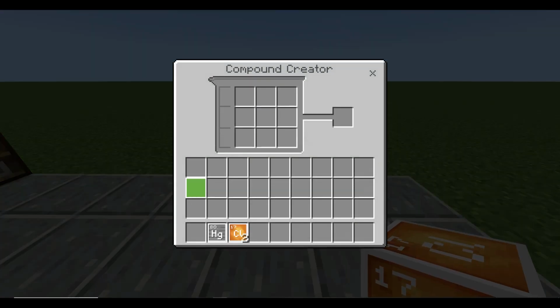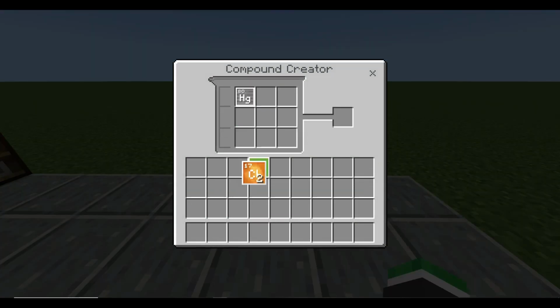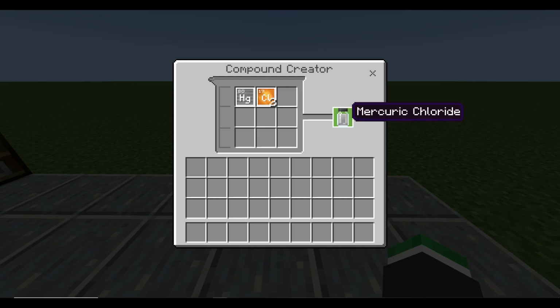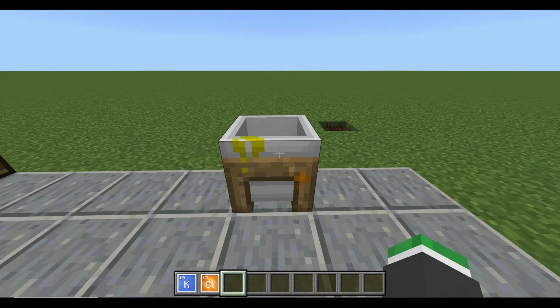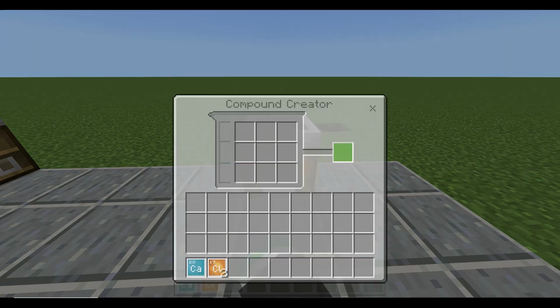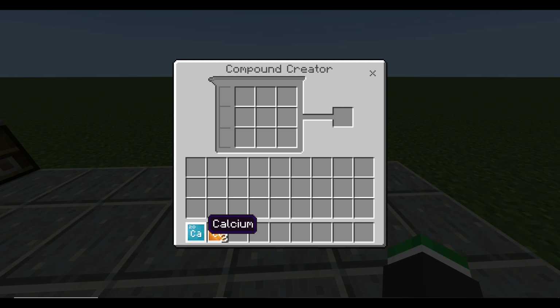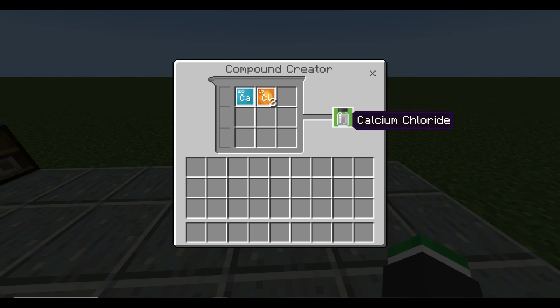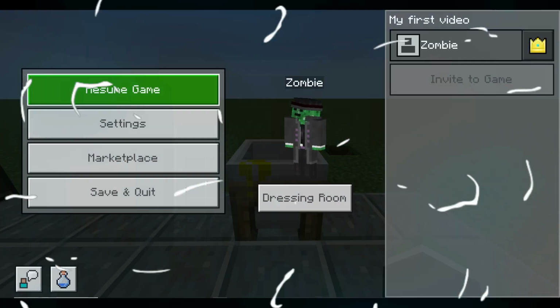So next thing that we're going to do is make mercuric chloride. You need 1 mercury atom and 2 chlorine atoms. We're going to make potassium chloride. You need 1 chlorine atom and 1 potassium atom to make potassium chloride. To make calcium chloride, you need 1 calcium atom and 2 chlorine atoms.